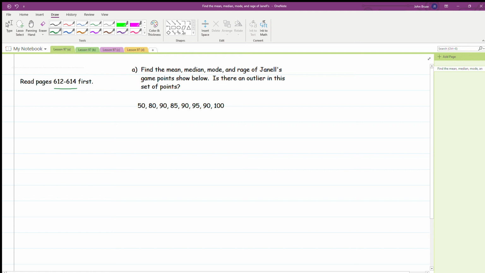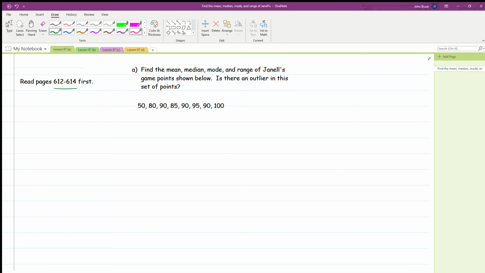We're going to start today on problem A in lesson practice, which is on page 614. And it says, find the mean, median, mode, and range. We've got a little bit of a mistake there. Let's say range of Janelle's game points shown below. Is there an outlier in this set of points? All right. So if you read through the examples and stuff, you should have a somewhat decent understanding of what these different words mean.